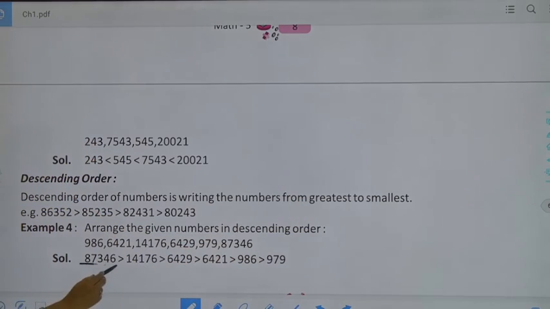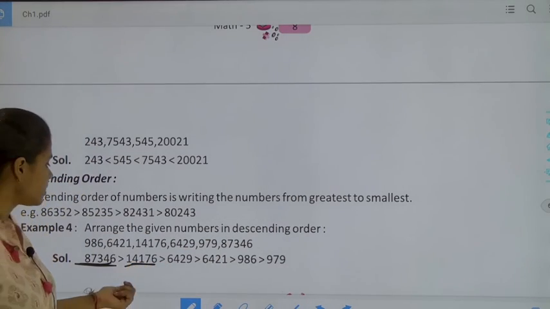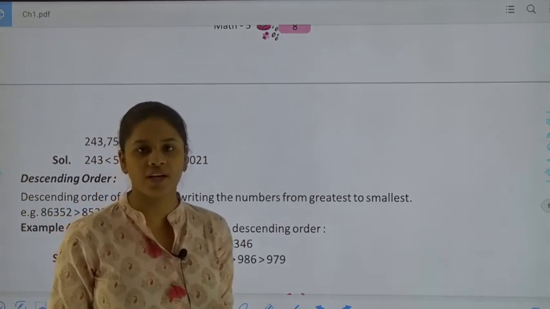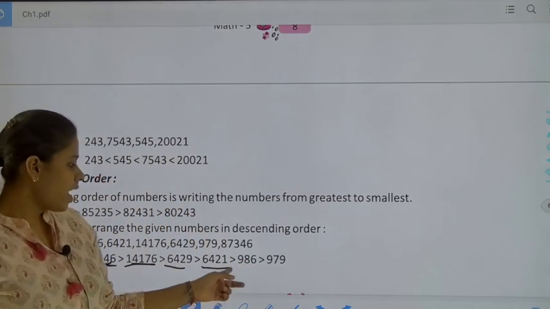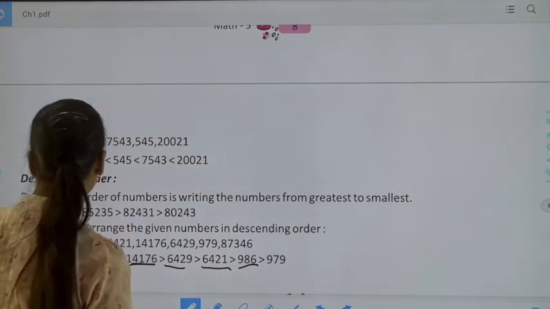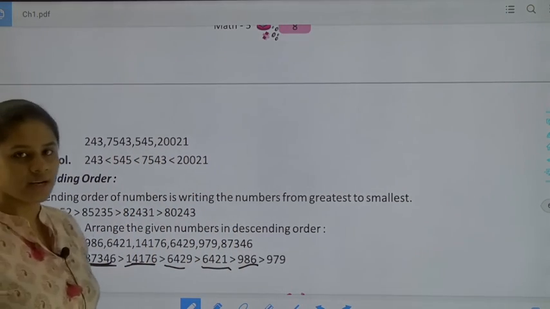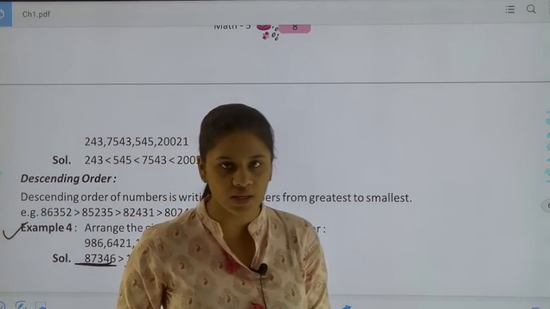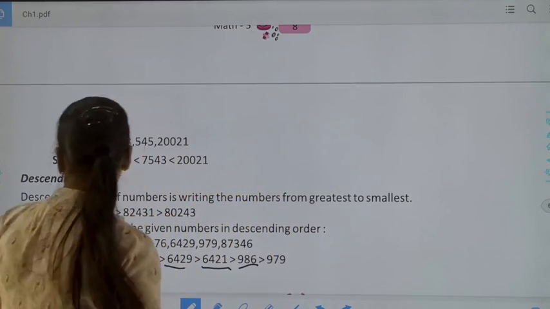That is 87,346, then 14,176, then 6,429, then 6,421 and 986 and the last one is 979. So this is the descending order and ascending order. What is the meaning of ascending order? It means smallest to greatest. And what is the descending order? It means greatest to smallest.